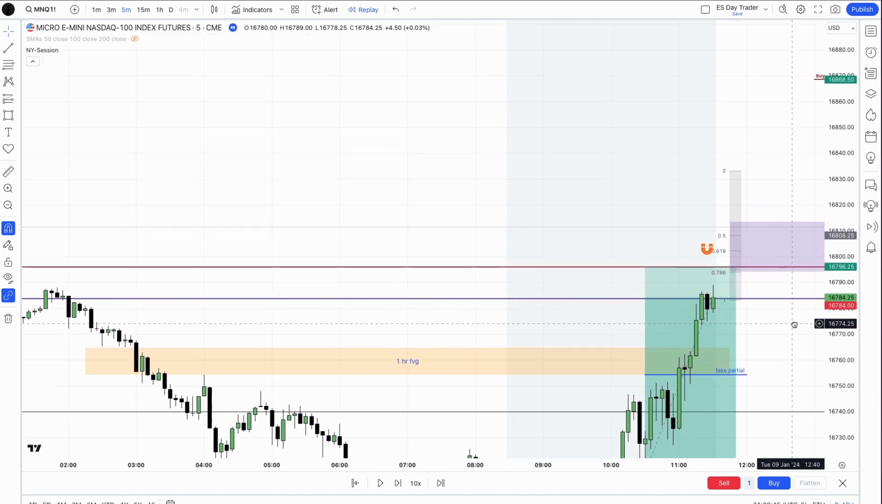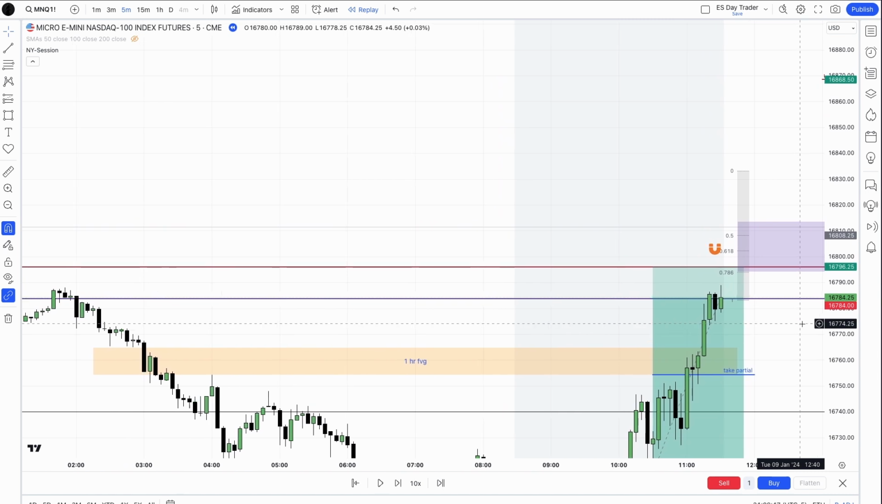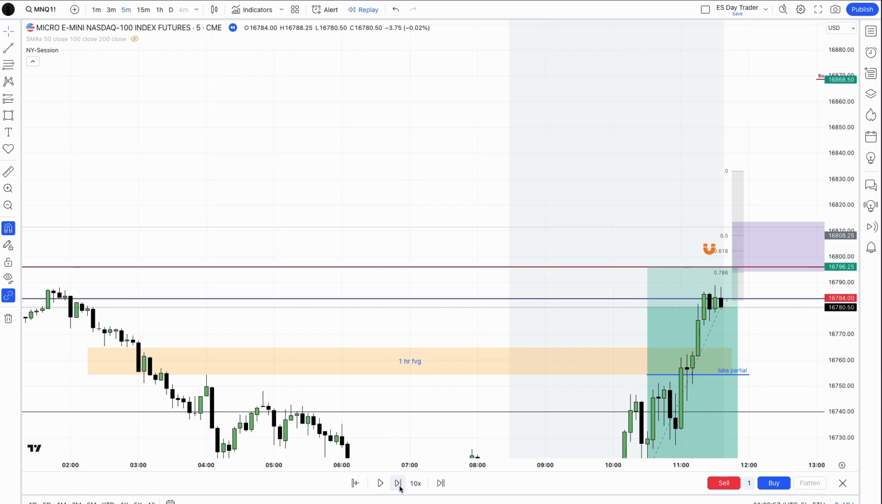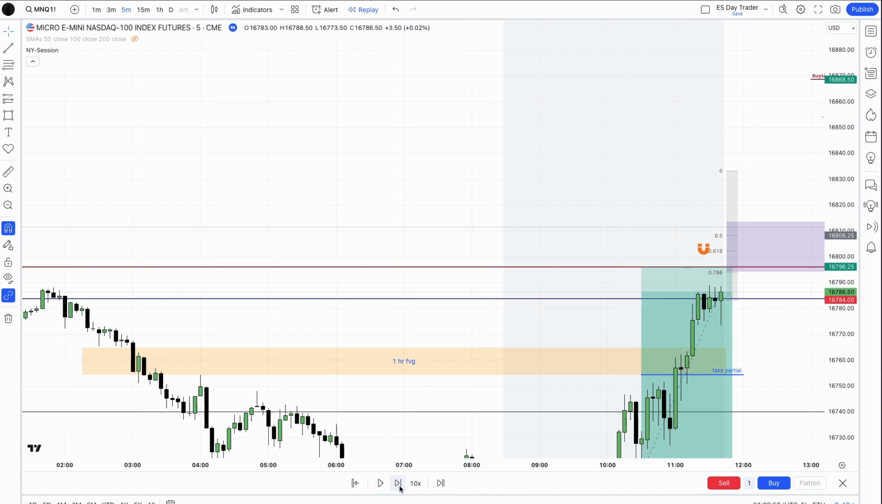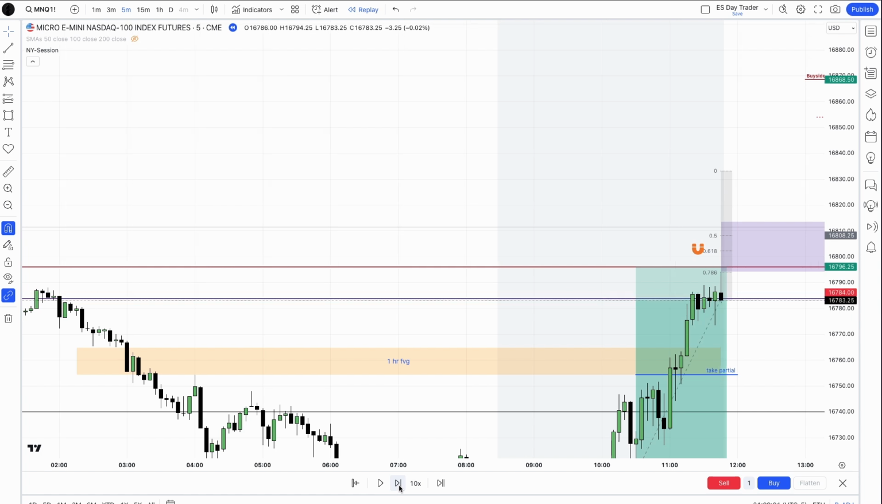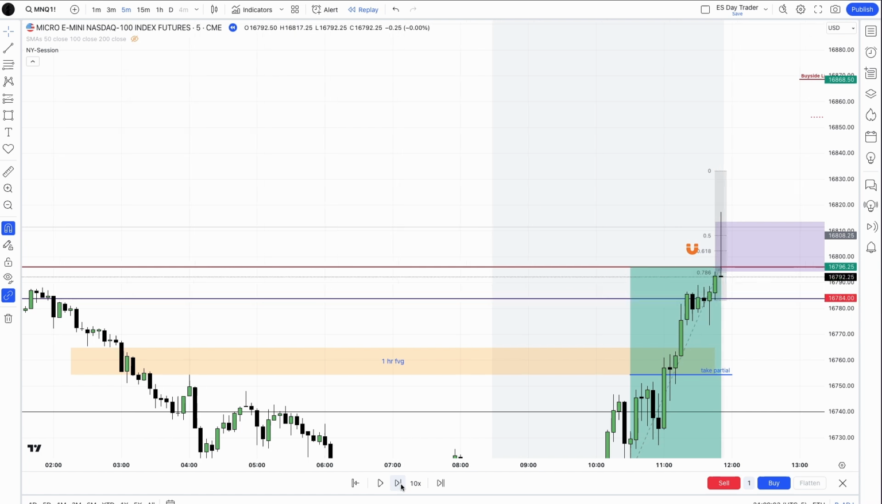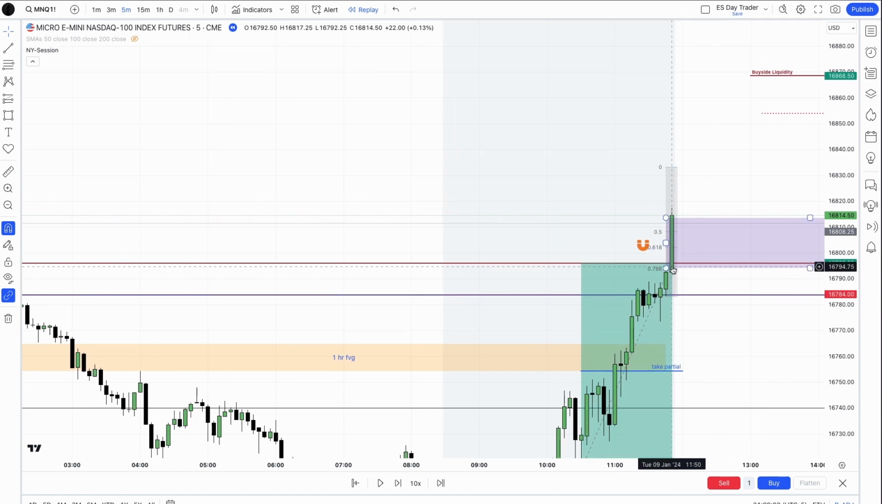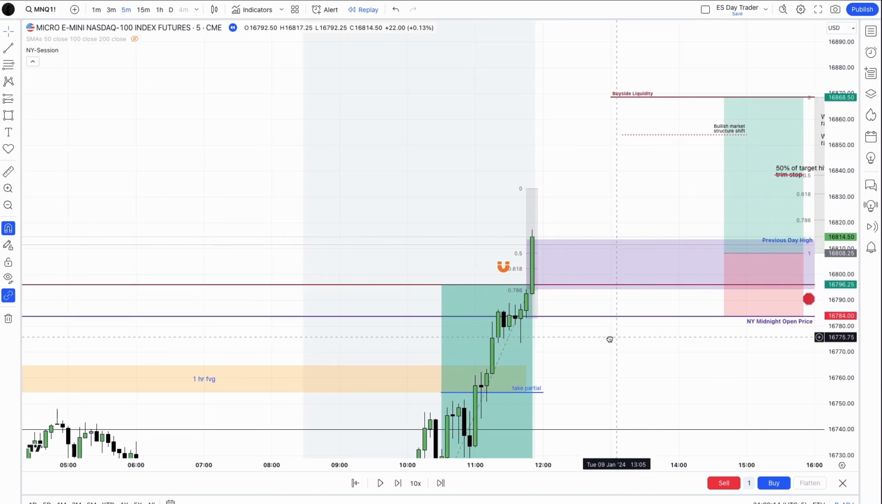I know I'm jumping ahead by showing that, but there's not much I can do. Right here is the previous day high. Some sideways movement. And then we take out both. But this is our exit.